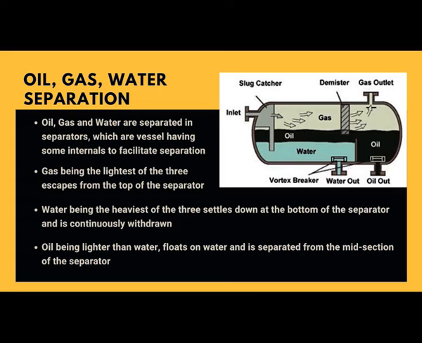In the very first step, once the oil is obtained at the surface of the earth, the oil, gas, water, they need to be separated. So this separation is happening in an equipment known as a separator, which has some internals to facilitate the separation. Gas being the lightest product emerges from the top of the vessel, water being the heaviest among the three, it will settle down at the bottom of the vessel and it is continuously being drained out. Then oil will be floating on the surface of the water, and it will also be continuously taken out. So this is how the three-phase separation of oil, gas, water is happening.